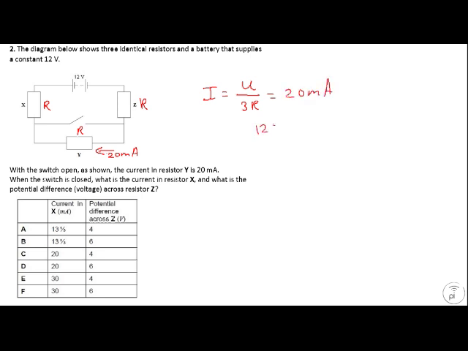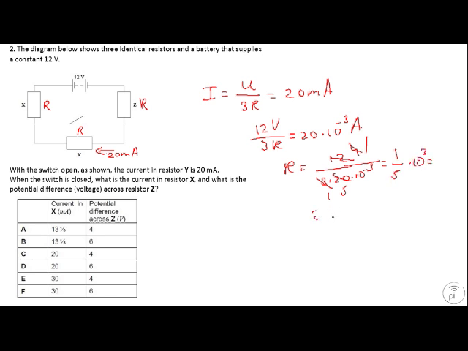U is 12 volts. Here we can find R. R equals 12 divided by 3 times 20 times 10 to the power of minus 3. That gives 1/5 times 10 to the power of 3. It is 200 ohms. So 1 R is 200 ohms.